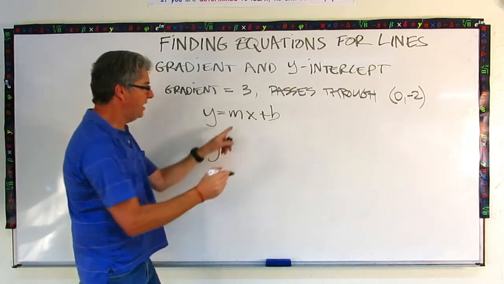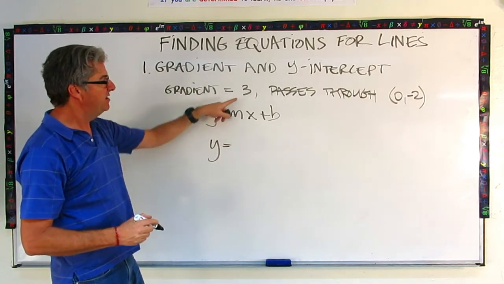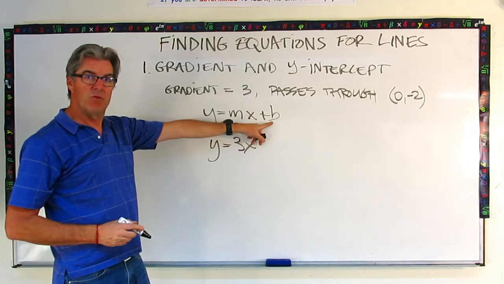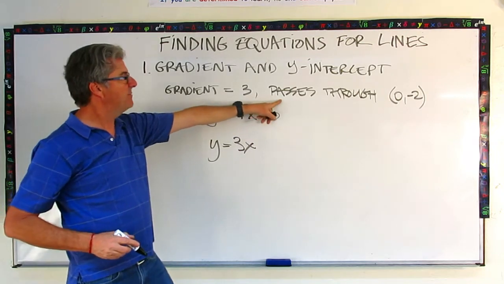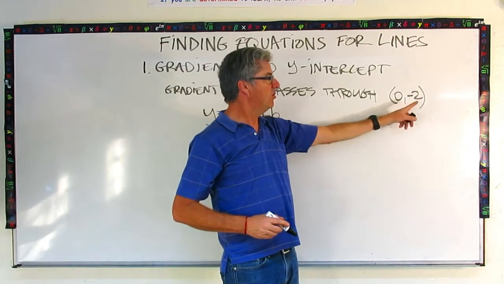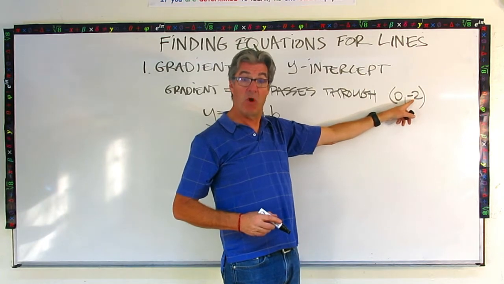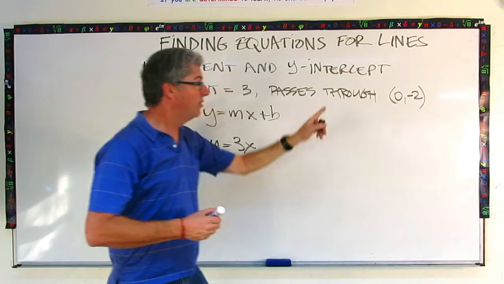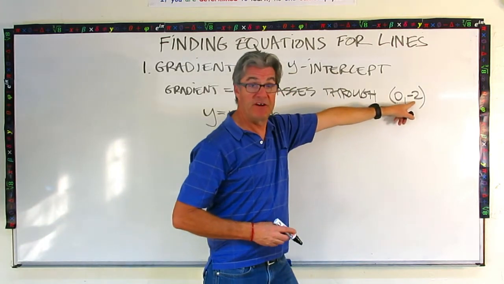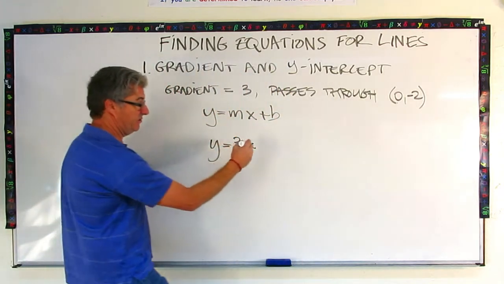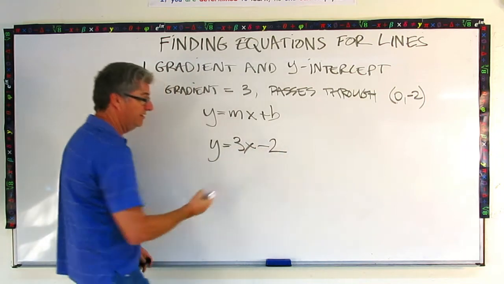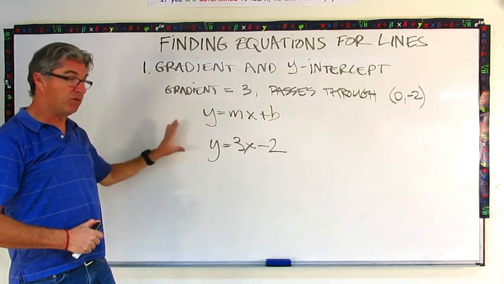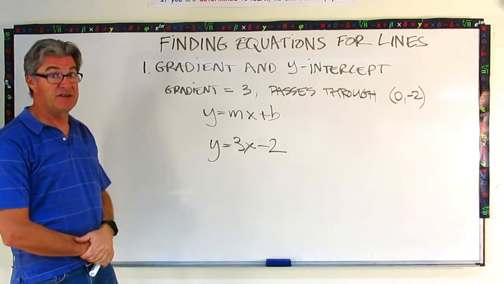Y equals, now we know what m is. M is the gradient, so that's 3x. Now b is the y-intercept. Check it out. This line passes through the point 0, negative 2. That is the y-intercept. X equals 0 at the y-intercept. So the number for the y-intercept is just minus 2, so you just throw that right on there, and you are done. So this is a plug-in process to get that line equation.